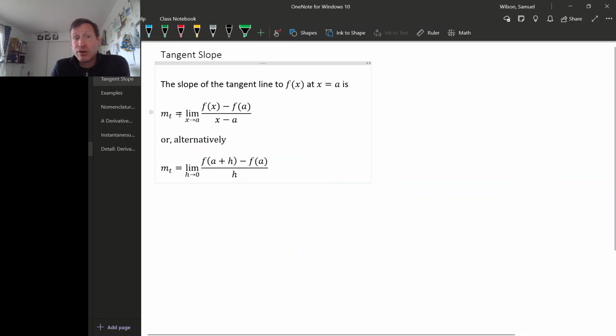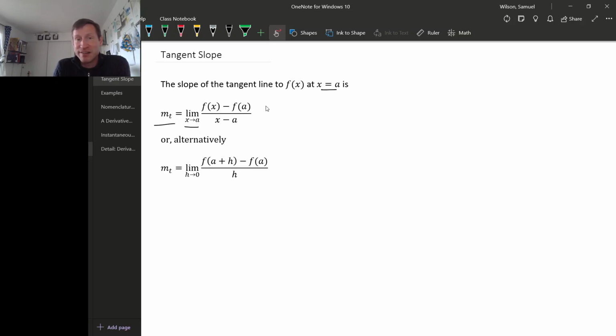Okay, so in general, the slope of a tangent line at a will be the limit as x goes to a of f of x minus f of a over x minus a. So this is just delta f over delta x. Now, it turns out that frequently writing down the limit this way, as x going to a, is actually a little bit inconvenient a lot of the time. So we'll use this different variant for how to write down this limit.